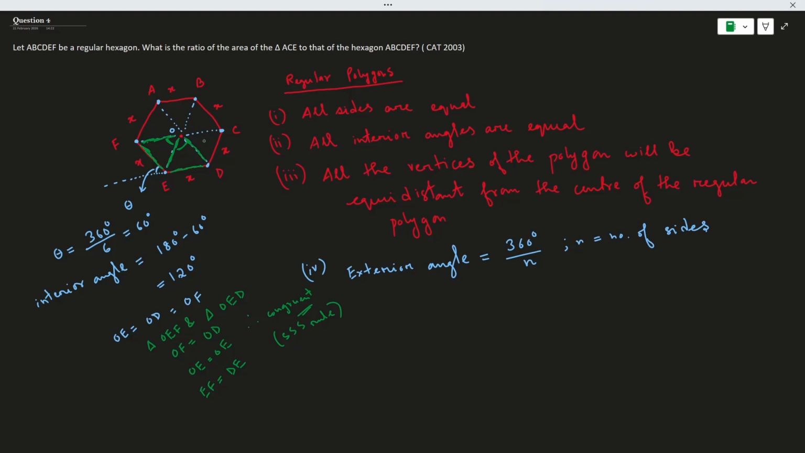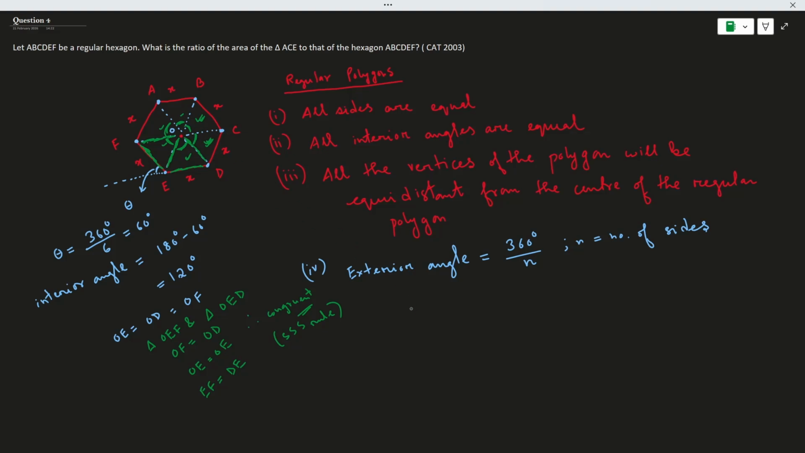Similarly, if I consider this triangle and this triangle, angle COD will be equal to angle DOE. If I consider this triangle and this triangle, again this angle will be equal to this angle. Similarly, this angle will be equal to this angle and this angle will be equal to this angle. That means all the central angles are equal. And how many central angles are formed? 1, 2, 3, 4, 5, 6.